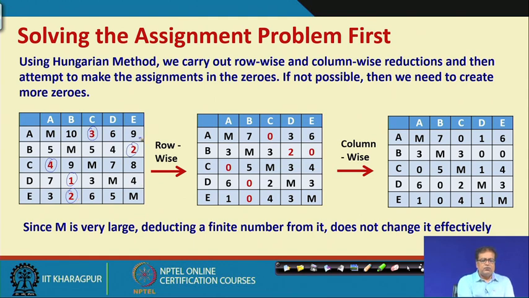In the first row the minimum is 3, so we deduct 3 from all the elements. Look here: 10 becomes 7, 3 becomes 0, 6 becomes 3 and 9 becomes 6. Is it all right? So, we have the row-wise reduction of the minimum amount. Similarly, we do it for all the rows.